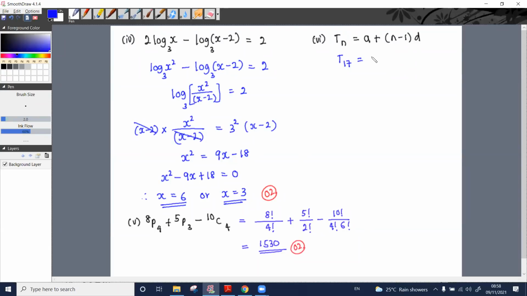I will express it as a formula here. T17 should be equal to what? a plus (n minus 1)d. Here the value of n is 17. 17 minus 1 means 16. So it is 16d. First term value is 5. Common difference, the value of d is 2.